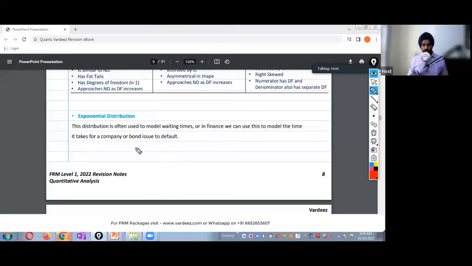Or maybe if I want to find that a startup company has issued a bond, how long or how much time will it take for that company to default, or for that bond issue to default? I can use an exponential distribution for that. So make sure that you just know why we use the exponential. That's all that you should know.